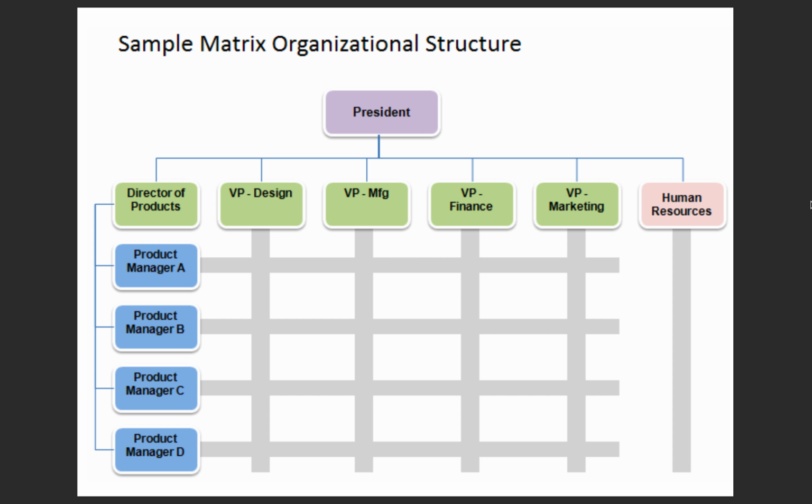Here as well, it's called a sample matrix organizational structure. This could also be referred to as a hierarchical organization where the president is in charge of all vice presidents of design, finance, marketing, and human resources. And then below that, we see that the director is connected to product manager A, B, C, and D. So this could also be represented in a pyramid where the president would be at the top, the middle would be the director of products, vice presidents of design, finance, marketing, and human resources, and at the bottom, you would have the product managers A, B, C, and D.